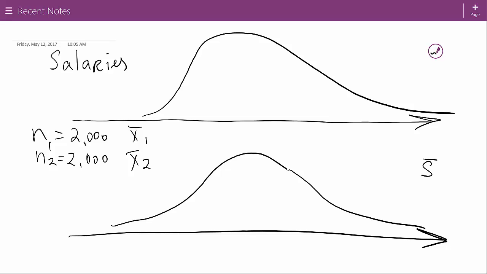Okay, and moreover, what I know is if I calculate my actual mean salary in the city of Newport News, it's going to be exactly the same mean as the mean of the average salaries, the sampling distribution, okay?